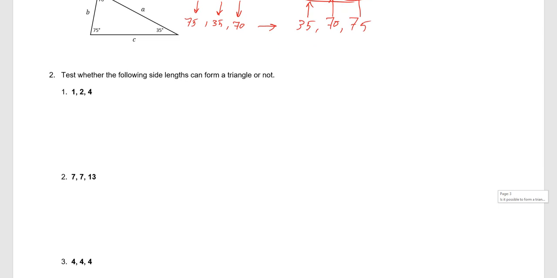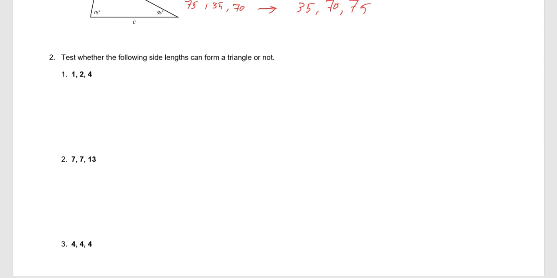Okay. Second exercise, test whether the following side lengths can form a triangle or not. 1, 2, and 4. So we start just trying all the possible combinations. So 1 plus 2 is 3, which is not greater than 4. Okay? So this cannot form a triangle.